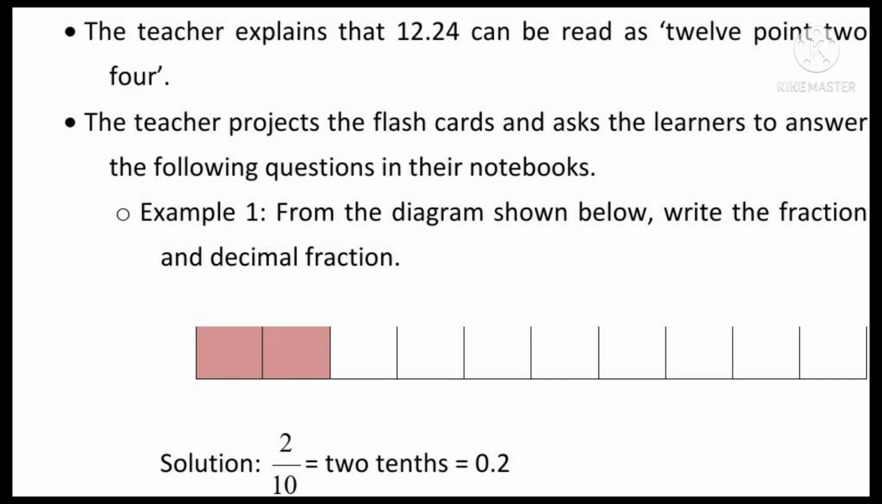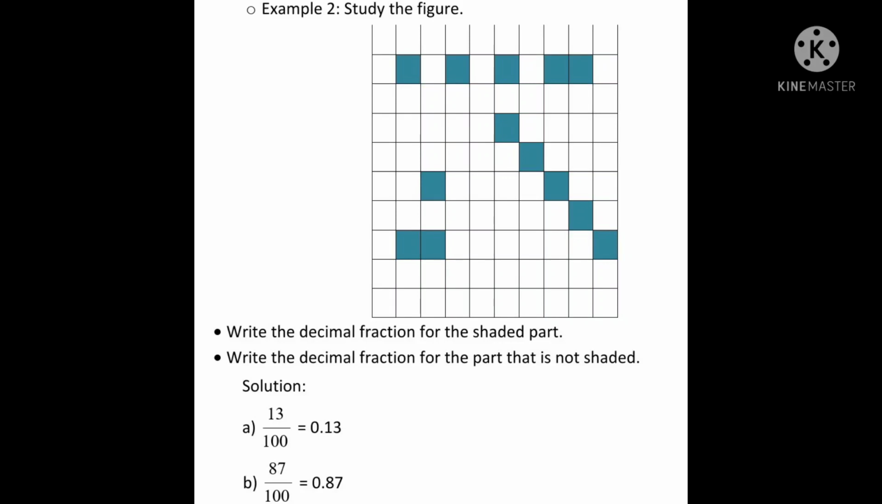Now the teacher asks the question: write the fraction that has been shaded. So the answer would be 2 upon 10, that is 2 tenths, which is equal to 0.2. Example 2. Can you see there are altogether 100 parts. The teacher asks the students to write the decimal fraction for the shaded part and for the unshaded part. So the students count the number of shaded squares. The answer would be 13 upon 100 for the shaded part, that is 0.13, and for the unshaded part 87 by 100, that is 0.87.